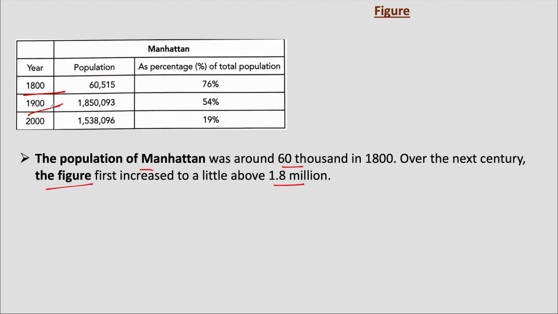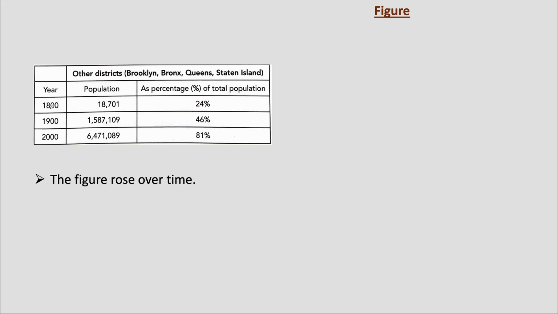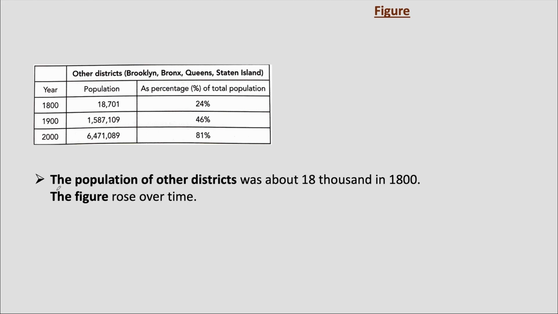Keep some rules in mind about how to use the phrase this figure or the figure. We don't start a paragraph with this because it must always refer to something just mentioned. For example, this sentence: the figure rose over time. On its own, this sentence is incomplete. We need to mention in the previous sentence what the figure is. So here, the population of other districts was about 18,000 in 1800. So when we say the figure rose over time, we are talking about the population of other districts.